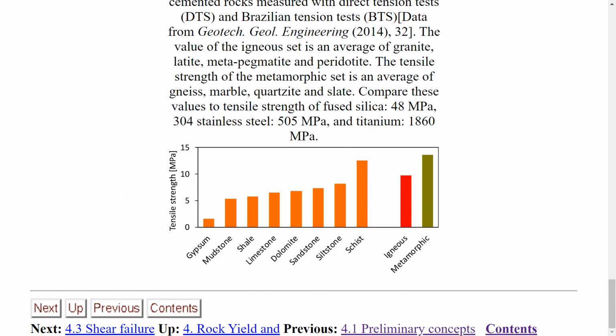Let's see. For example, you can see that the tensile strength of rocks is in the order of 5 megapascals or less. How much is 1 megapascal? Do you guys remember? 1 megapascal is more or less 145 in PSI, right? Let's say 150. So 5 MPa, that should be 750, right? So 750 PSI.